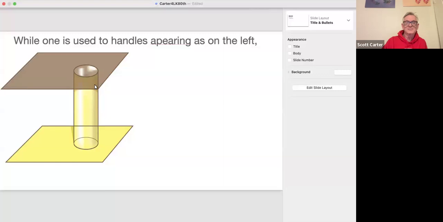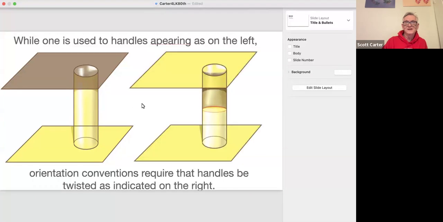And I know that most people, when they're thinking about a handle attachment, think that the handle attachment should look like this. But we're going to have concentric spheres that are all going to have outward pointing normals. So we have to twist the handle before we attach it in order to keep the orientations consistent. And so we have this twisted handle.